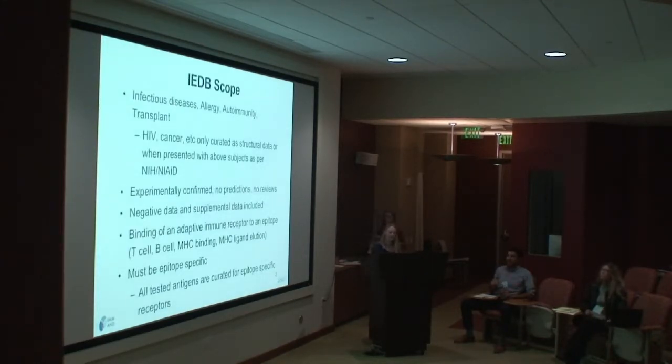So the scope of IEDB, already mentioned, was infectious disease, allergy, autoimmunity. We had the question about cancer. We do curate HIV and cancer epitopes if they're in a paper that we would already be curating, like an infectious disease paper, with influenza epitopes and HIV epitopes, we would capture both. The lag evolution that Bjorn mentioned, if they're from cancer patients, we would also include that.